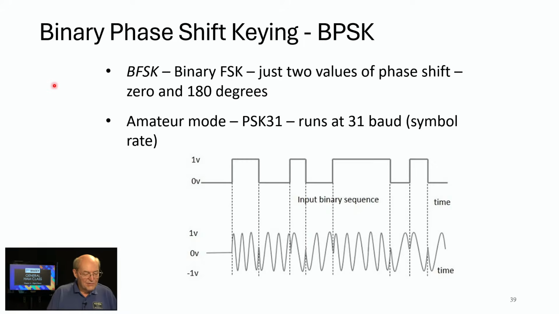A little bit more now on binary phase shift keying. We introduced this earlier. Binary PSK is just two values of phase shift, 0 and 180 degrees. So here we see we've got phase shifts happening, and each phase shift will change the representation of the data being sent. So the amateur mode that uses this is PSK31, which runs at 31 baud. That's the symbol rate. This whole mechanism was invented by a Brit a long time ago.